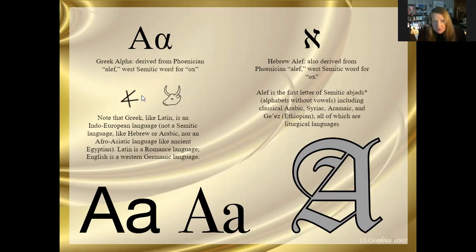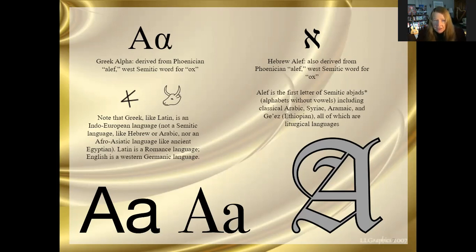Now, I know I've talked about how Dee and people in the Renaissance would not know hieroglyphics. So I'm just throwing in this picture of an ox head to compare to the Phoenician word. But it happens that that is also the hieroglyph for ox, which is sort of cool. We know that Latin is an Indo-European language. Greek is an Indo-European language, whereas Hebrew is a Semitic language.